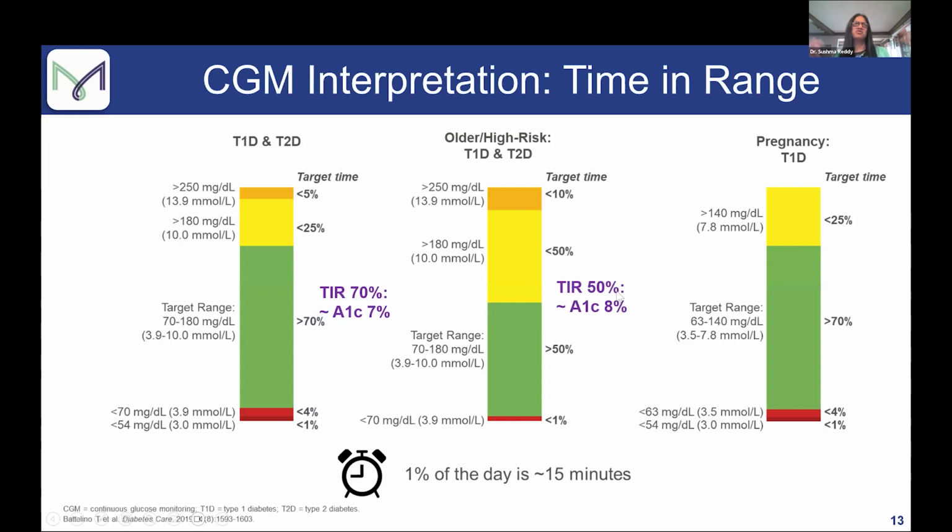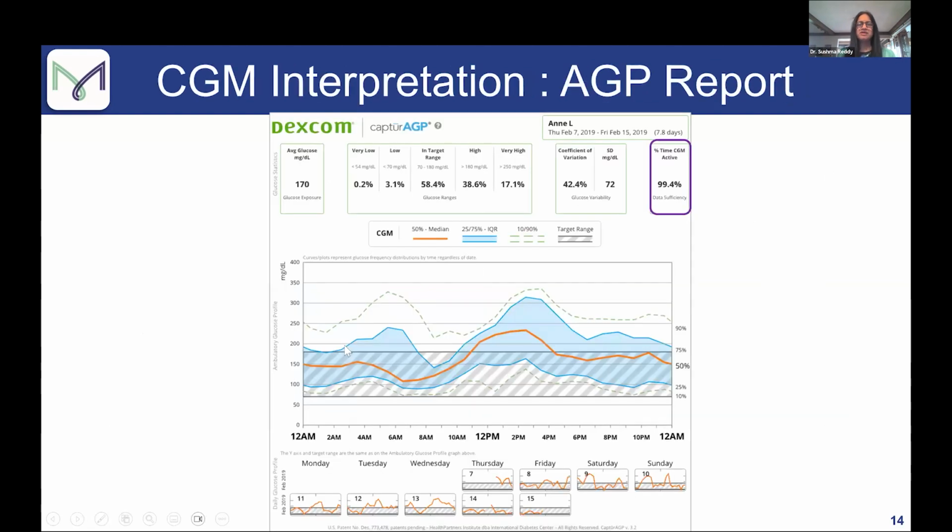And just for reference, what does this mean? There's all this percentage stuff. Well, 1% of the day is 15 minutes. So again, remember, magic number is 70%. Time in target range of 70 to 180 is 70%, A1C of 7. So now let's move on.